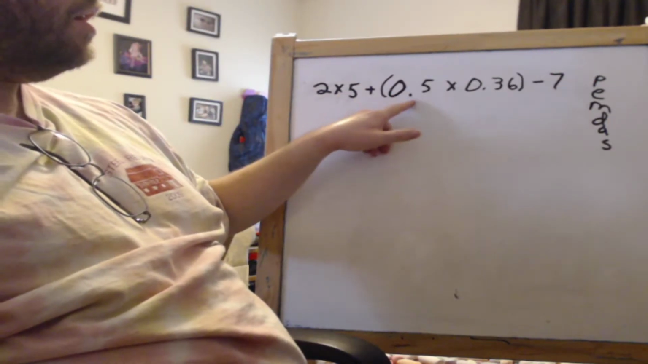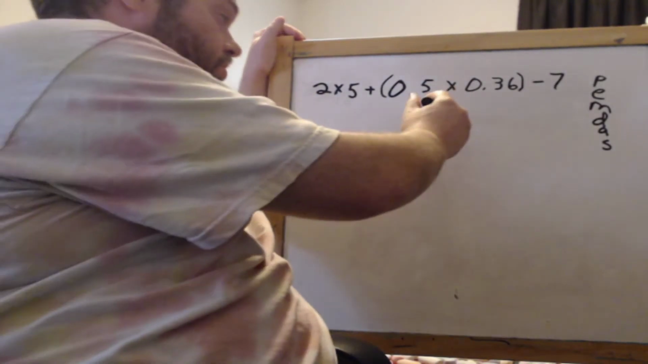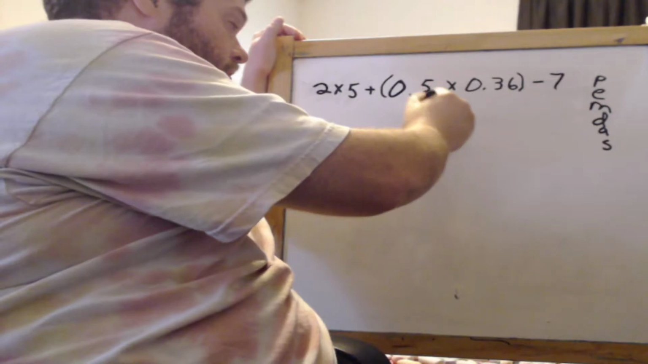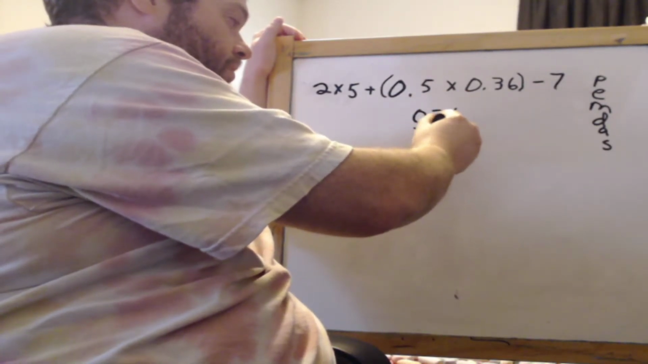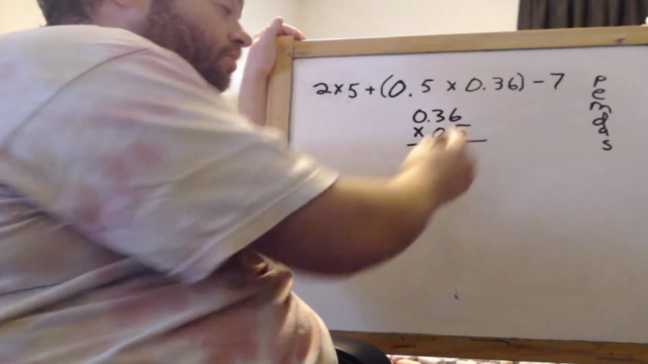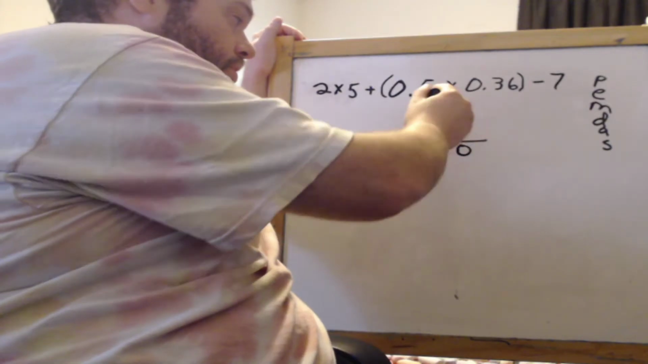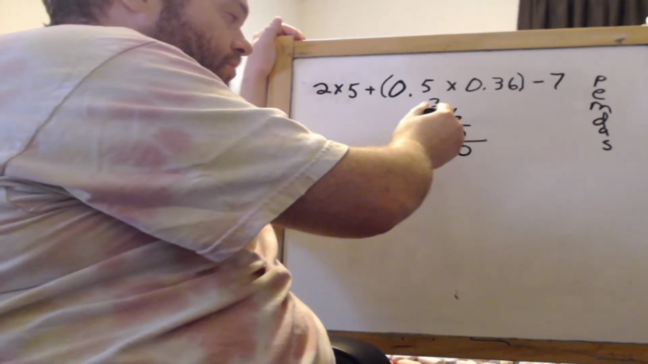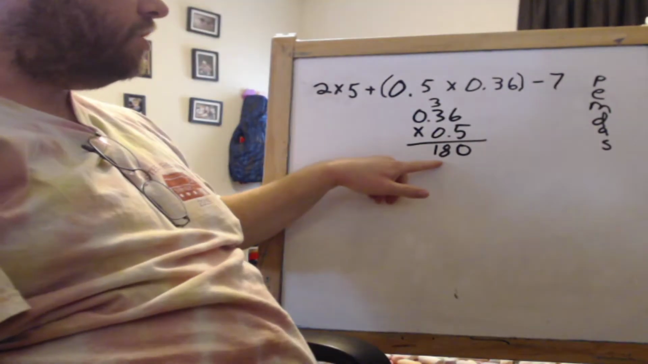Parentheses. 5/10 times 36 hundredths. So, all you do is multiply like normal, like 5 times 36. 5 times 6 is 30. 5 times 3 is 15, plus 3 is 18, so 180.